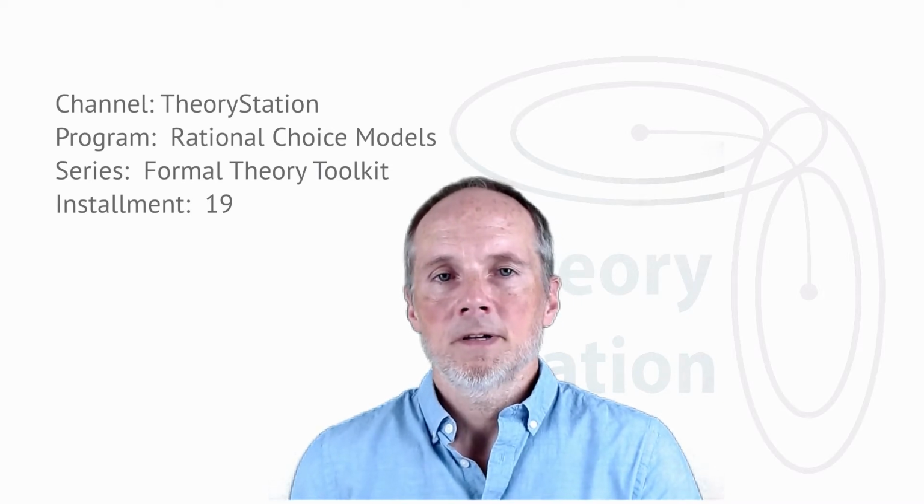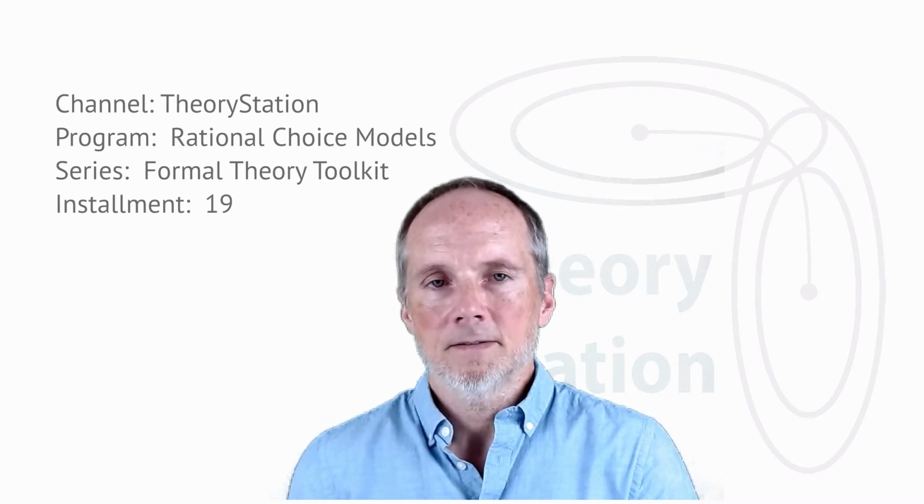The series we're in is the Basic Formal Theory Toolkit. This is installment 19 in the series, and it's the last one. We're finally there. Last time I was talking about the one-dimensional policy choice model with voter uncertainty, and kind of worked that out.